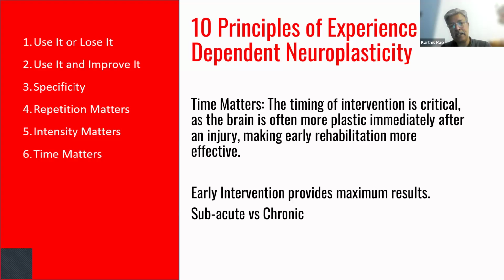And we all know that the maximum gains are seen when the patient is in the subacute stage. In the chronic stage, we get those gains, but it's a lot slower. So given a choice, if it is possible, always focus on early intervention and try to maximize the period of the subacute stage, which is usually 14 days to 3 months post-stroke.